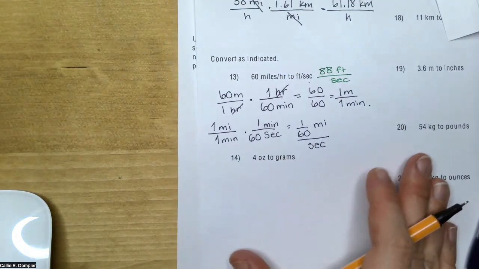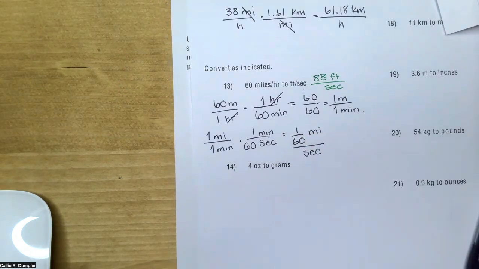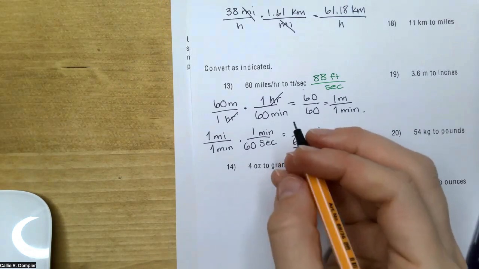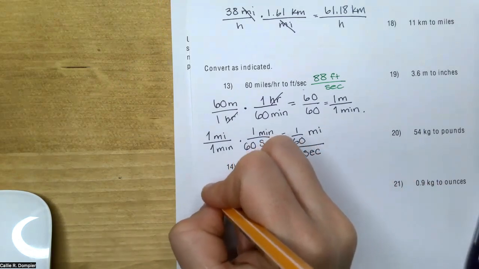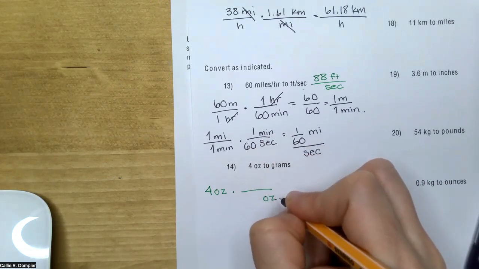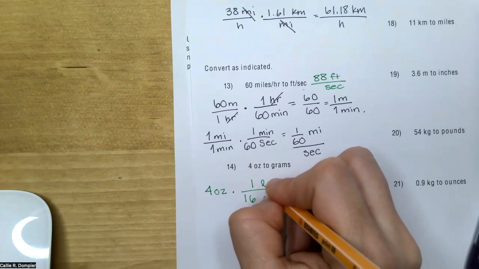4 ounces to grams. All right. What are our units for ounces? We said 16, sorry, we'll start with 4 ounces. We want to get rid of the ounces. So we know that 16 ounces is 1 pound.